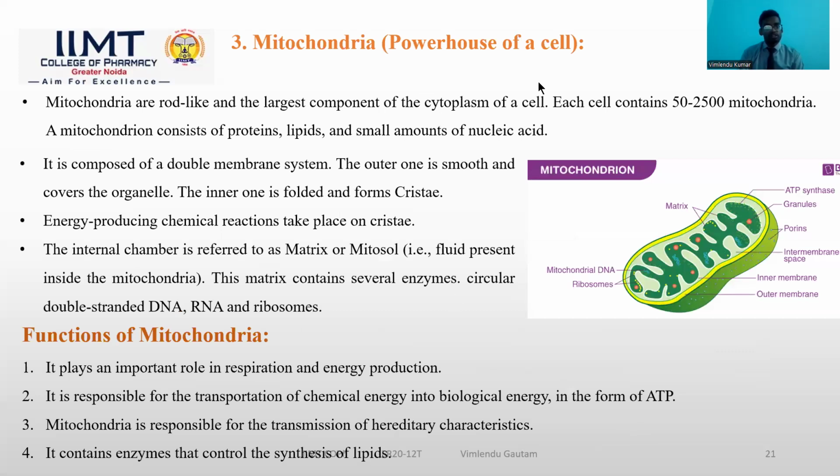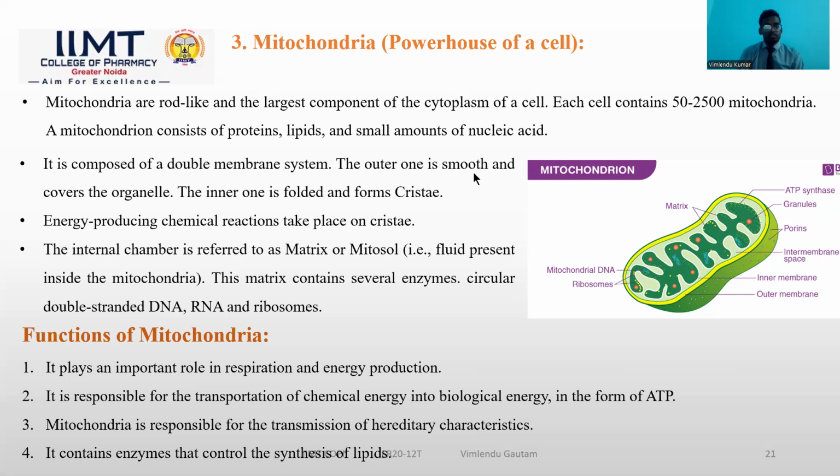Third part is the mitochondria, which is known as the powerhouse of the cell. Mitochondria are rod-like structures and the largest component of the cytoplasm of a cell. Each cell contains 50 to 2500 mitochondria. A mitochondrion consists of proteins, lipids, and small amounts of nucleic acids. It is composed of a double membrane system.